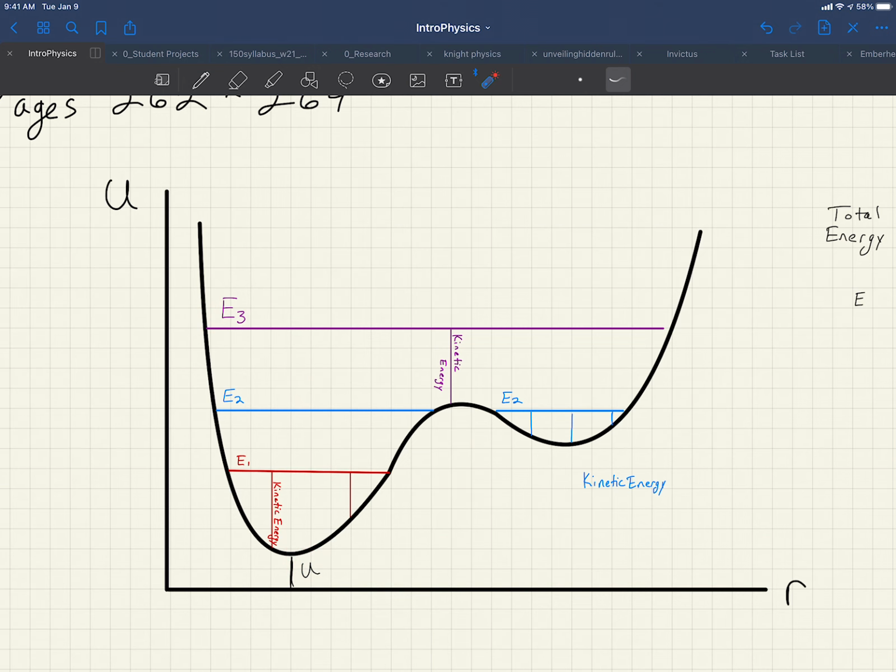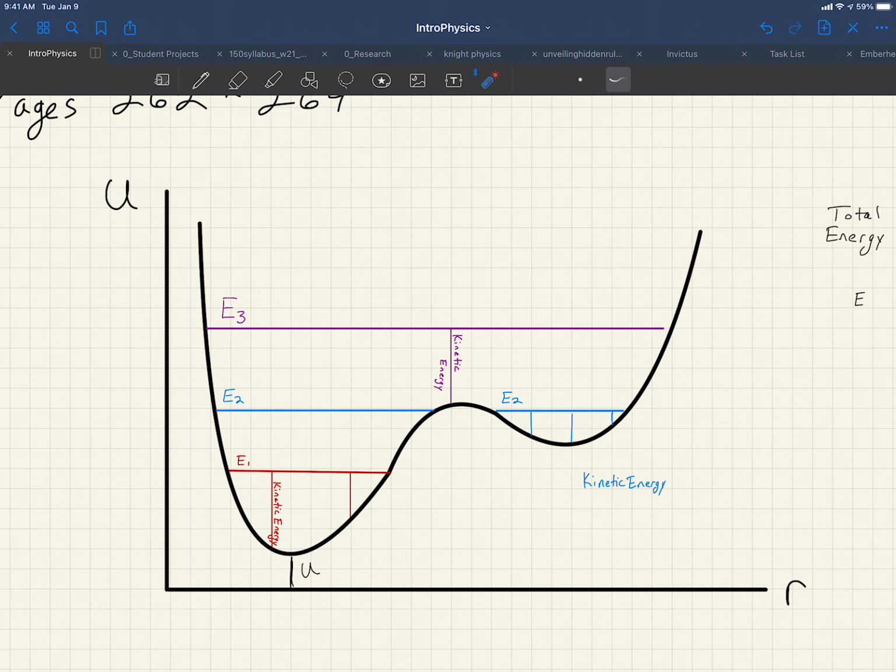So when you're looking at this curve and you think about drawing your total energy levels, say I've drawn 3 here, what you need to think about is the distance from that potential curve to where the total energy is. That is your kinetic energy amount. We can see here for energy levels E1, E2, and E3, they each have a different amount of kinetic energy, even though each of these 3 is in the same potential energy curve.